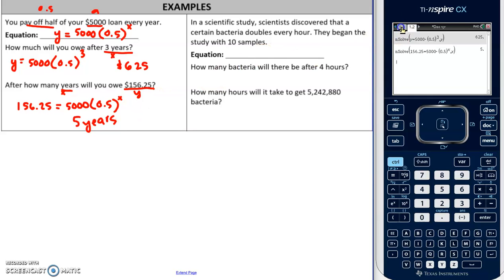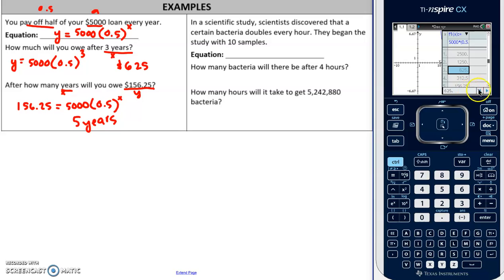If I go back over to my table, I can just keep arrowing down till I'm looking for the y value of 156.25. So if I arrow down, whoop, let me go back up. Hey, there it is. It matches with the 5 years. Okay, so two ways to find it. Cool. Let's look at another one.